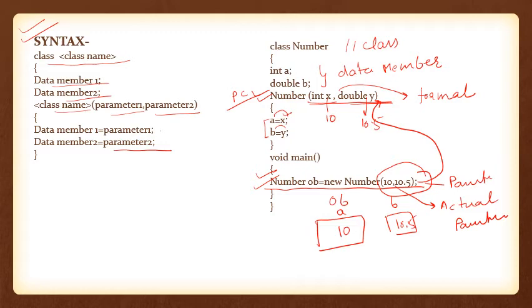So always remember, whenever you create a parameterized constructor, at the time of creation of the object, always pass parameters here, an integer and a double. So you pass an integer and a double variable. Why? Because the constructor is automatically called at the time of creation of the object. So whenever a parameterized constructor is there, always pass the parameters when creating the object.